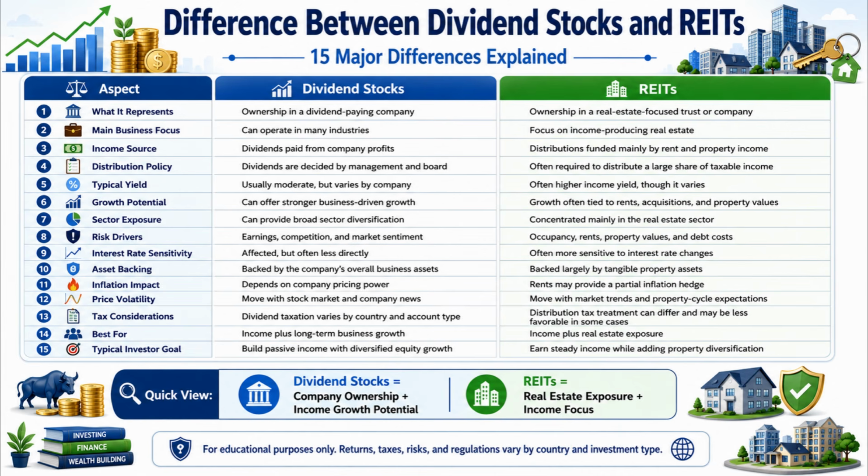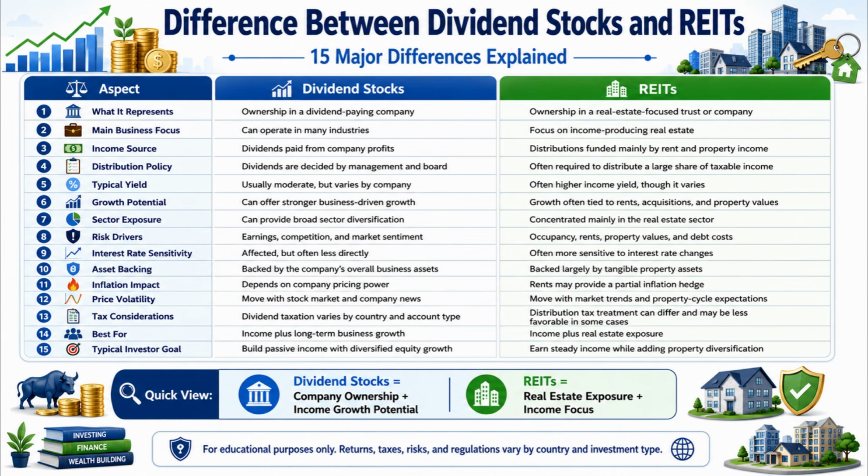Number 3. Dividend stocks generate income from company profits paid as dividends, whereas REITs usually generate distributions mainly from rent and property income. Number 4. Dividend stock payouts are decided by the company's management and board, whereas REITs are often required to distribute a large share of their taxable income.